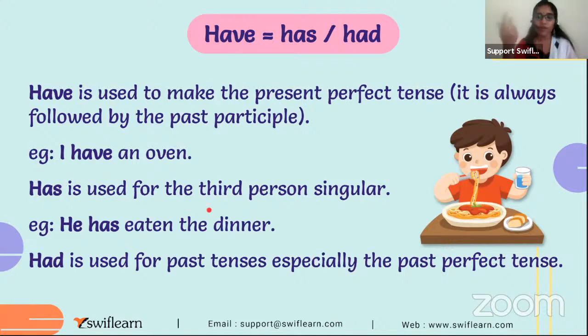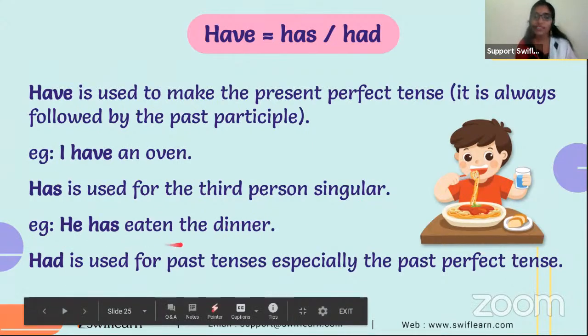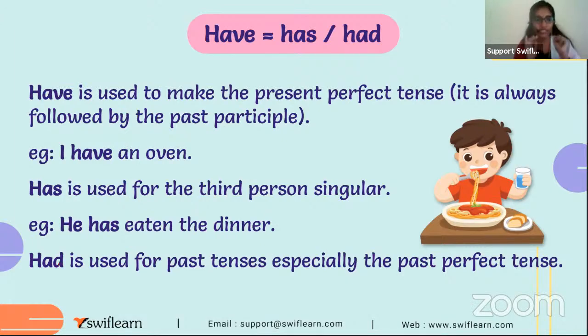Has is used for the third person singular. I is the first person, you are the second person, and he, she, it are the third person. So whenever we are using he, she, or it, we use has. The thing we should not forget is that we have to use it for the third person singular. So he has eaten the dinner. As I have said, we can use has with he. Had is used in the past tense: has in the present tense and had in the past tense, especially when we use the past perfect tense.